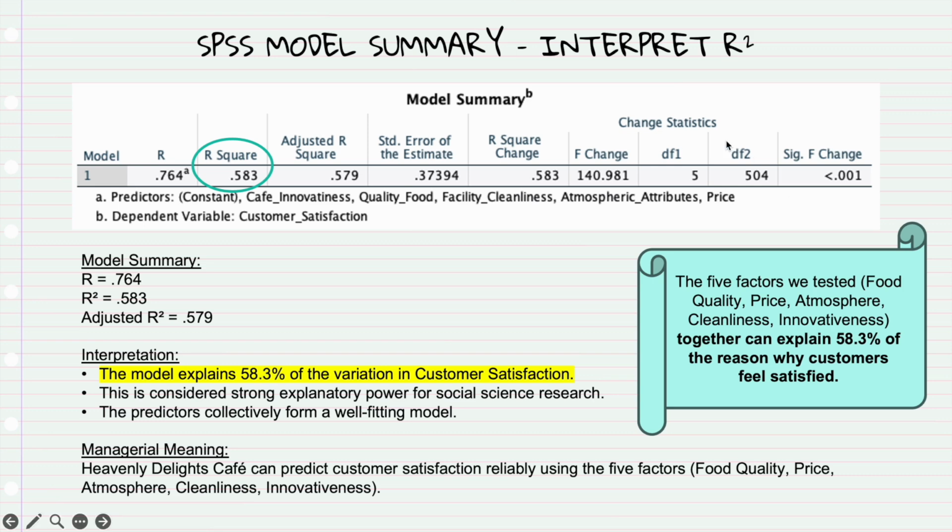Here we see the model summary. R is 0.764, R square is 0.583. This means that the model explains 58.3% of customer satisfaction. In simple language, more than half of what makes customers satisfied can be explained using these 5 factors. This is considered a strong model in business research.